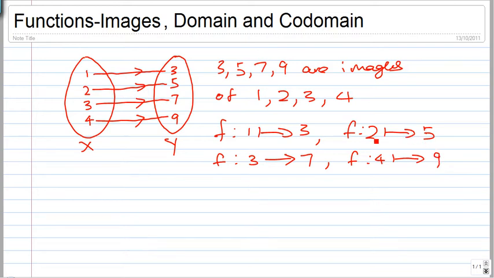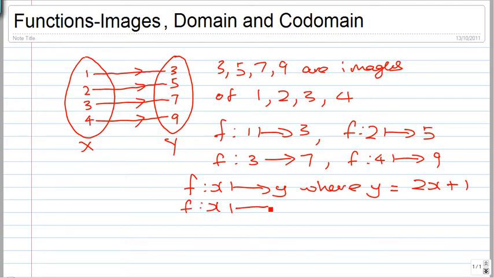So very simply, if you look at it, there's a certain relationship, and we can say that Fx will produce an image in Y where Y is equal to 2x plus 1. Can you see that? So Fx is equal to 2x plus 1. Just to check.